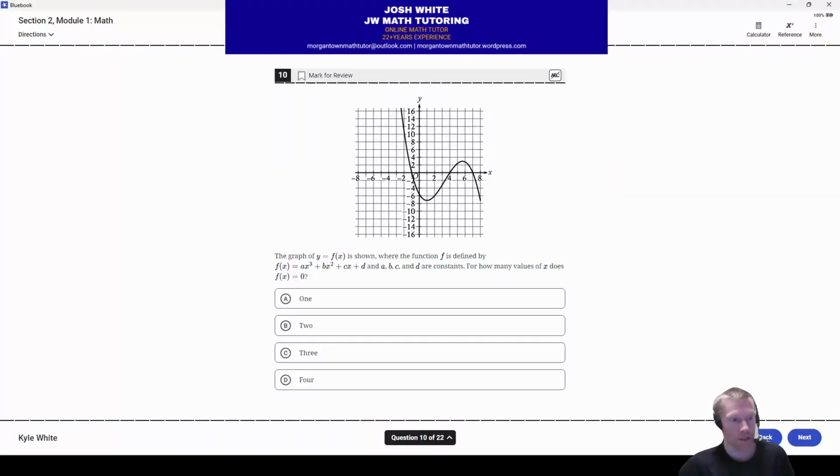All right, now question number 10. Here we have a graph, a cubic polynomial, and they want to know about the zeros. Specifically, it just says for how many values of x does f of x equal 0. So that's asking you how many zeros there are, or in other words, how many x-intercepts there are. We can clearly see there is 1, 2, 3 of them right here. So the correct answer for this problem is just going to be letter C, and that's it.